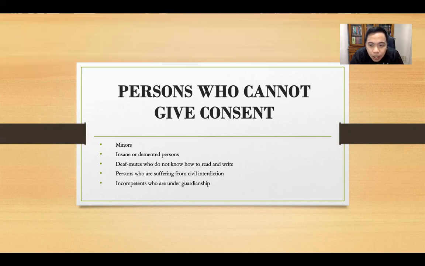Now, incompetents who are under guardianship. This refers to, for example, a person whose mental age is 16 years old or 12 years old, although by age they are already 18. Their mental maturity is way below their biological age, so they are also disqualified from forming a partnership.